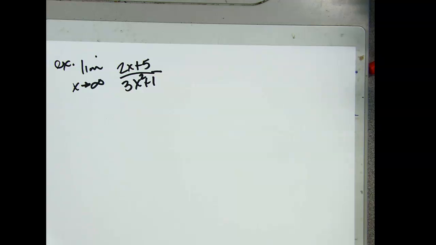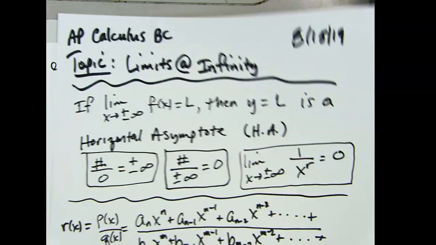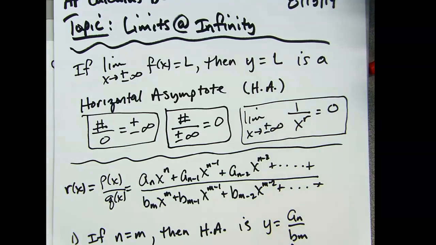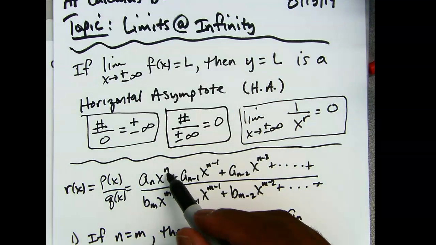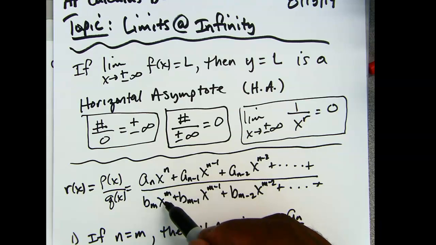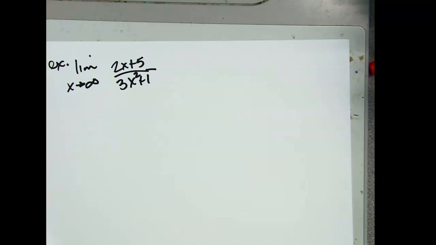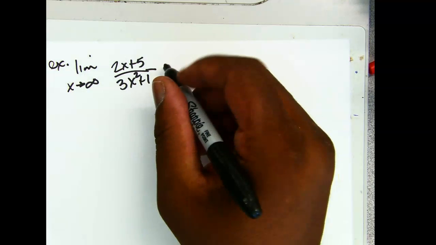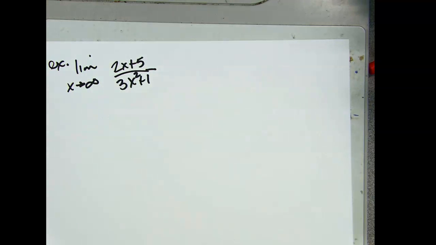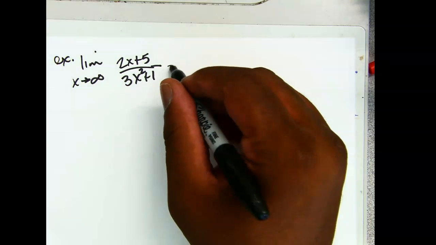Because when we first started, we said if n is less than m, in other words, if the degree of your numerator is smaller than the degree of your denominator, then it's going to be 0. So let's see if we can solve this using the last method I talked about.